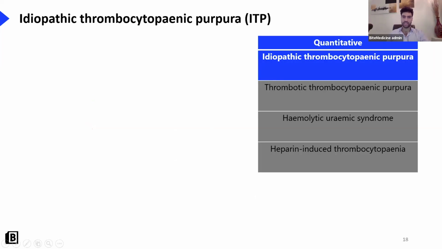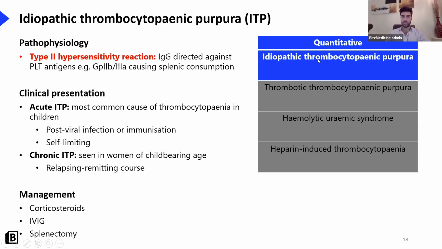So let's look at ITP in a bit more detail. Idiopathic thrombocytopaenic purpura is also known as immune thrombocytopaenic purpura. It's a type 2 hypersensitivity reaction. You have IgG binding platelets and causing destruction in the spleen. So it's that simple. The antibody binds the platelets and then they get destroyed in the spleen. So your platelet count will therefore drop.